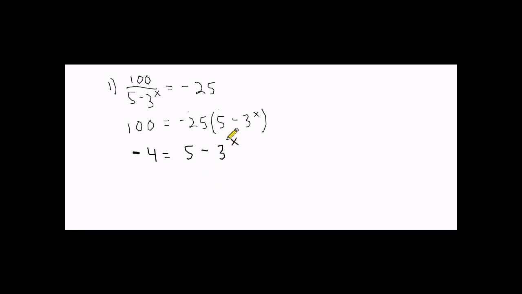Now again, we want to get x by itself, so we're going to do natural log eventually, but you can't take natural log until you have 3 to the x all by itself. So we got to subtract off 5 from each side, which is negative 9 equals negative 3 to the x. We don't want a negative there, so we're going to divide by negative, which is 9 equals 3 to the x. And now this is easy. 3 to what power equals 9? x equals 2.